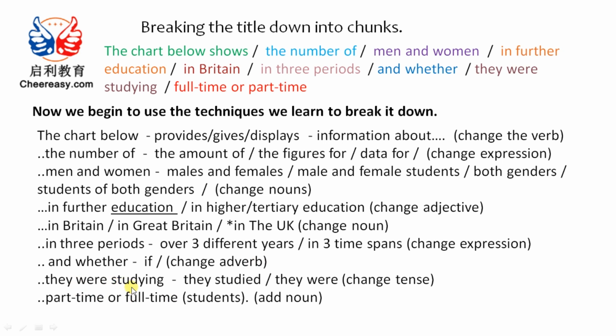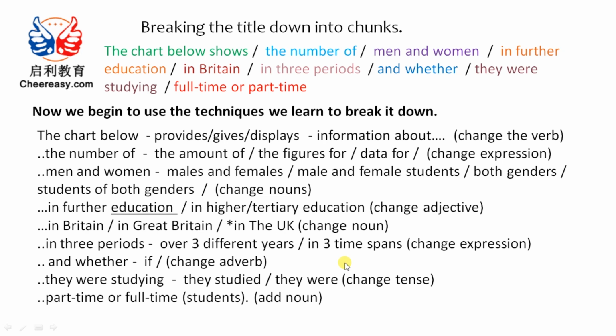They were studying. If they were studying, if they studied, yes? And then here we can also change it slightly to say if they were part-time or full-time students. So this goes together with this. Okay, so we're adding the noun students. If they were part-time or full-time students, or if they were studying part-time or full-time, or if they studied part-time or full-time. So you've got choices there.